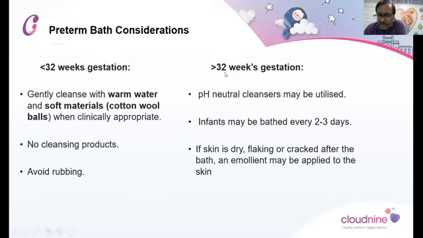If a baby is more than 32 weeks, then you can consider using a pH neutral cleanser. And no need to give a bath every day. At least once in 2 to 3 days is more than enough. Only if the skin is dry or flaking or cracking, then you can consider using an emollient.